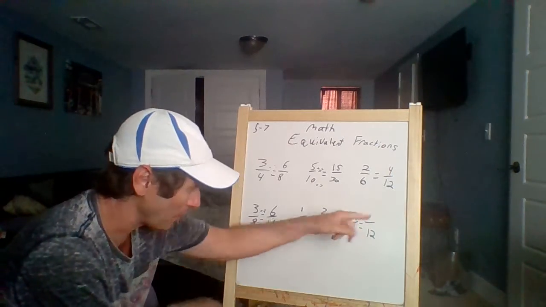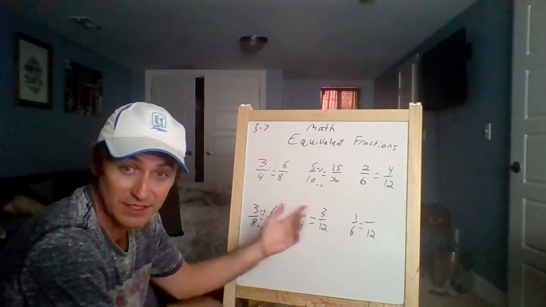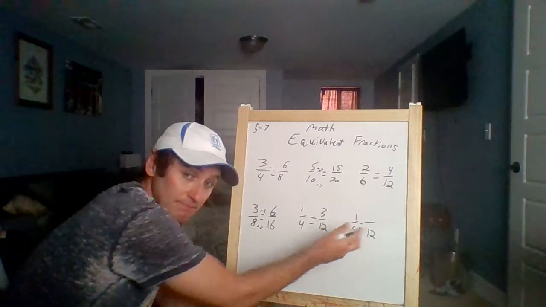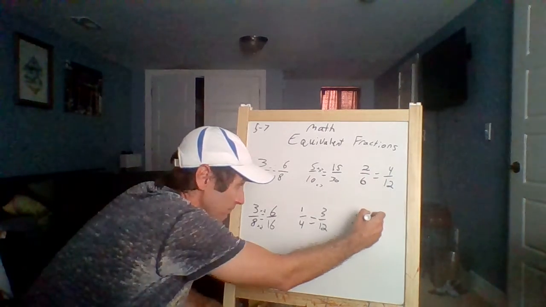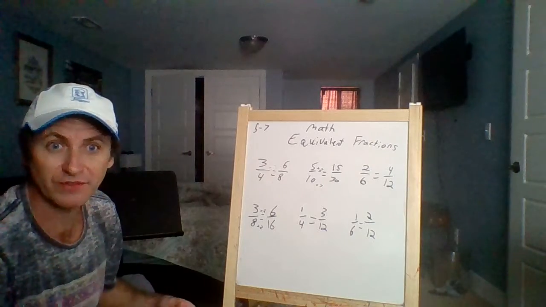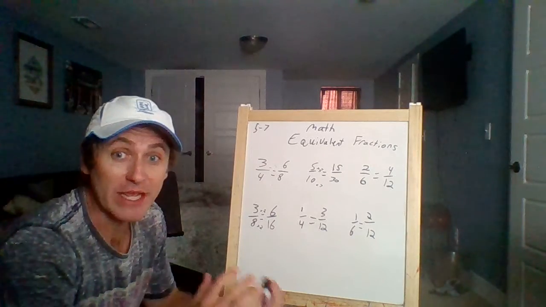Now, last one. Easy. 1 over 6 equals blank over 12. It's double. Double 1. We get 2. 2/12. All right. Equivalent fractions.